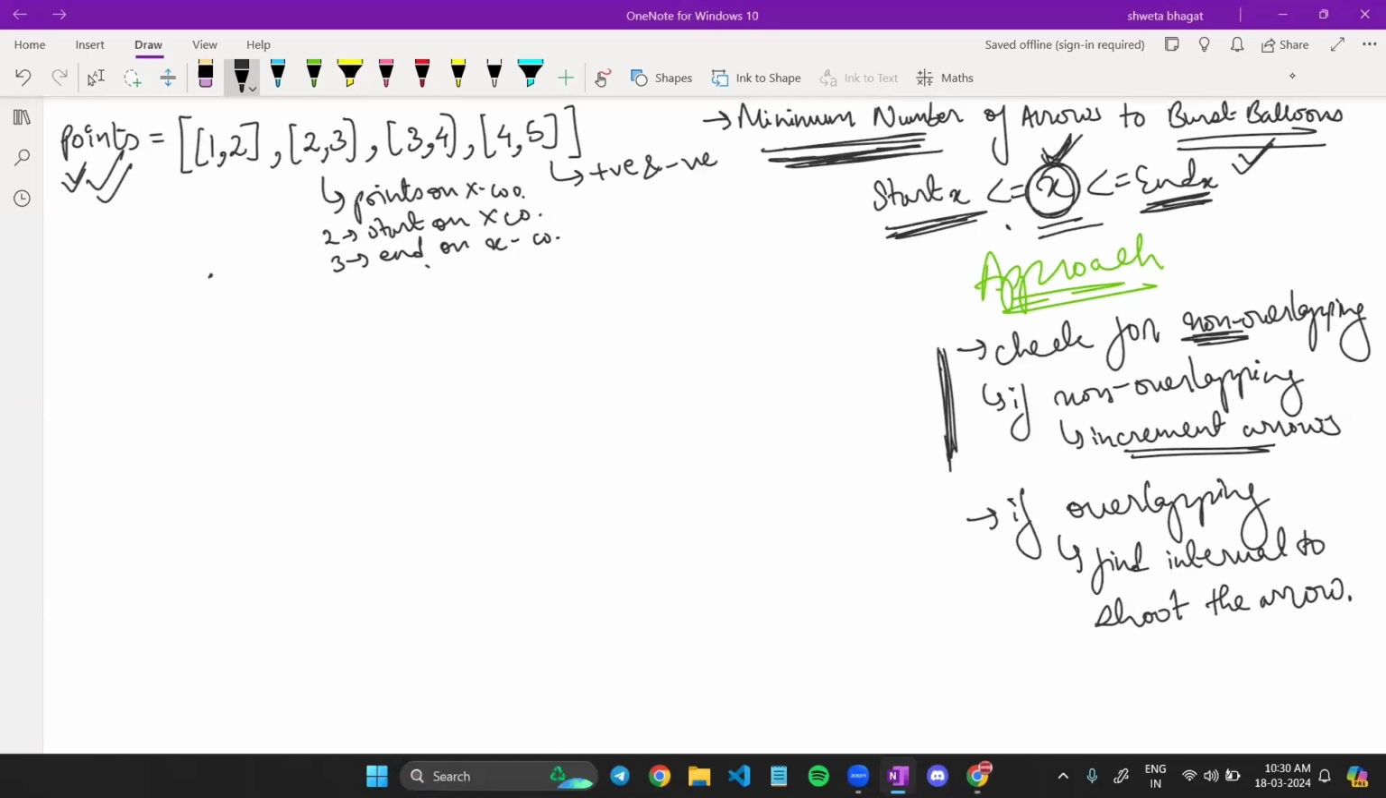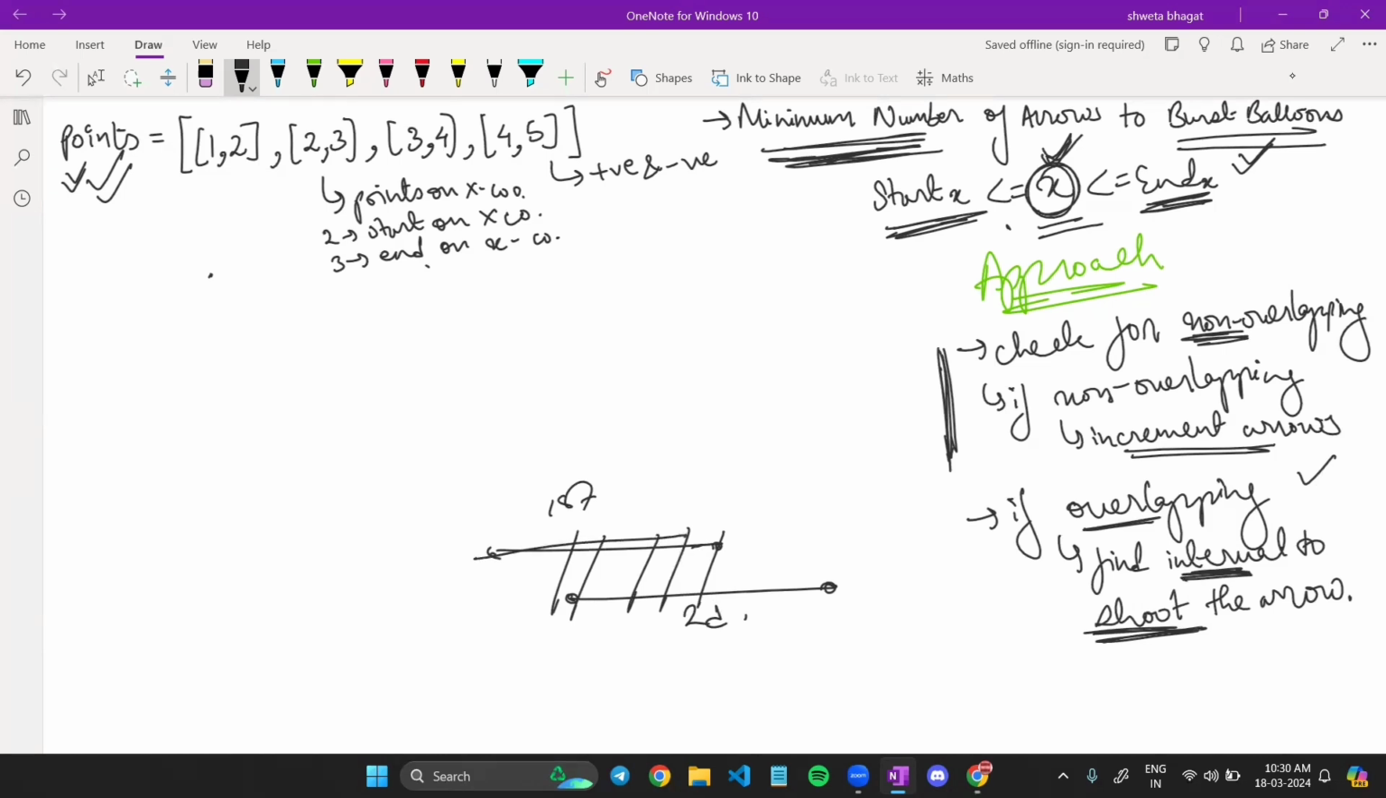Otherwise, if we have found out that the two intervals are overlapping, then what does it mean? It means that they have some points in common. So we can use a single arrow in order to burst both the balloons, correct? So what we will do is find out the interval where we can shoot the arrow, right? As we have seen in the previous case. We saw in the second case that if two balloons have some points in common, say for example, this is the first balloon, this is the second balloon, so they are going to have these points in common. So if they are overlapping, we are going to find the interval where we should shoot the arrow in order to burst them.